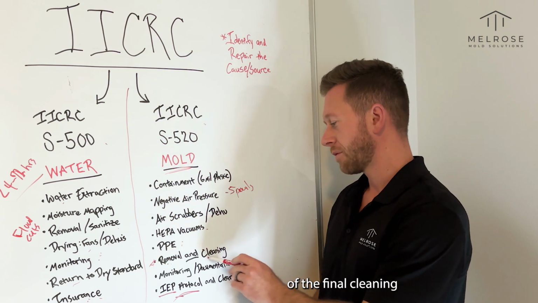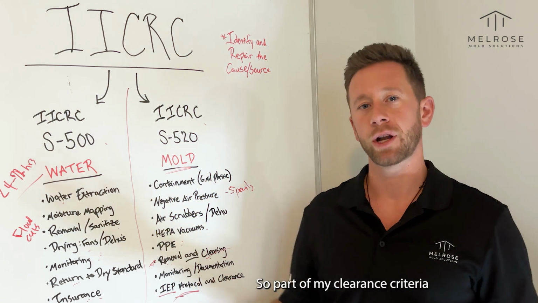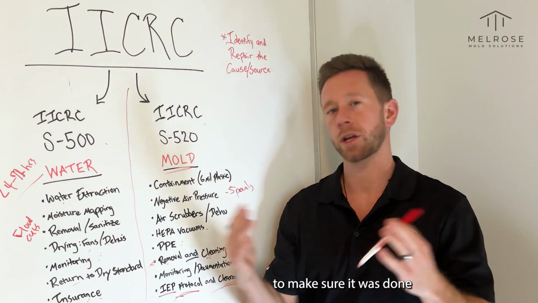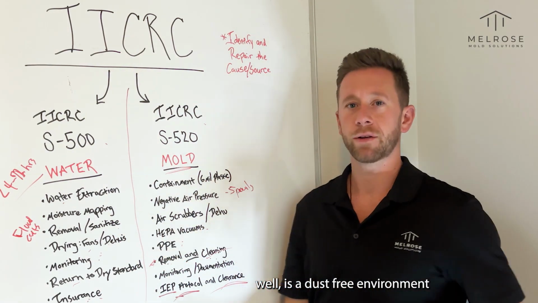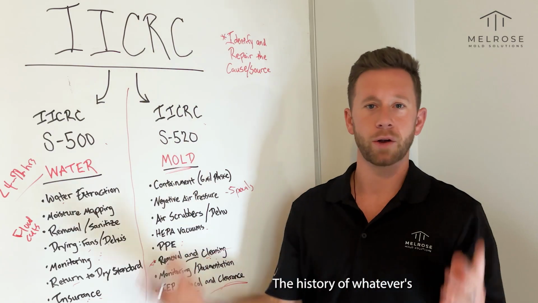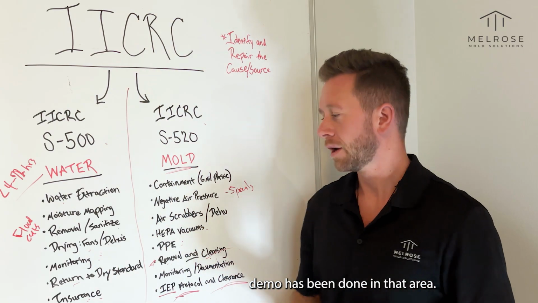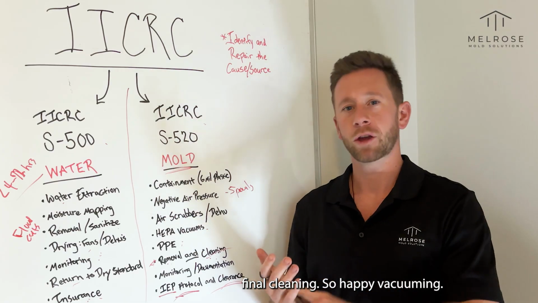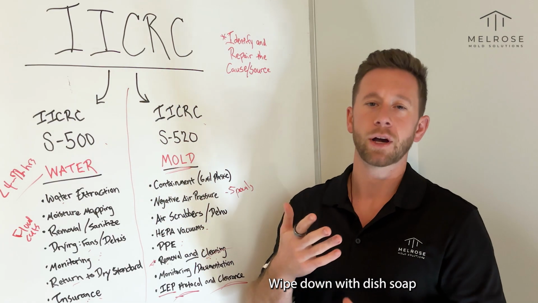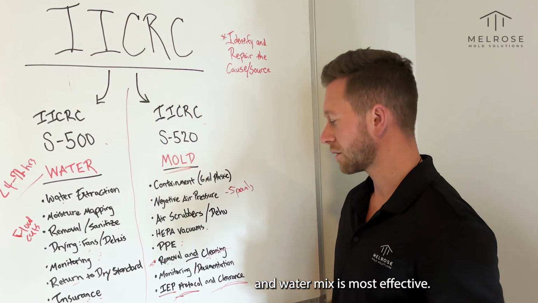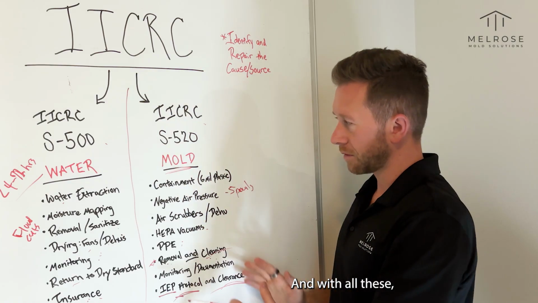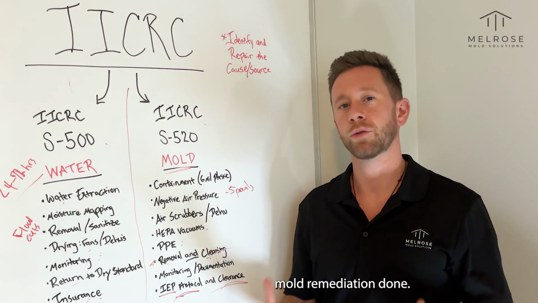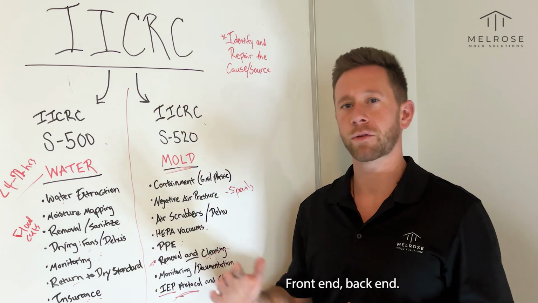And the importance of the final cleaning is to get the area dust free. So part of my clearance criteria at the end of a remediation to make sure it was done well is a dust free environment, because dust is holding the history of whatever demo has been done in that area. And we just can't be lazy with that final cleaning. So HEPA vacuuming, microfiber towel, damp wipe down with a dish soap and water mix is most effective. And if all these steps are in place, you'll be able to get a good, successful mold remediation done. There might be some testing front end and back end.